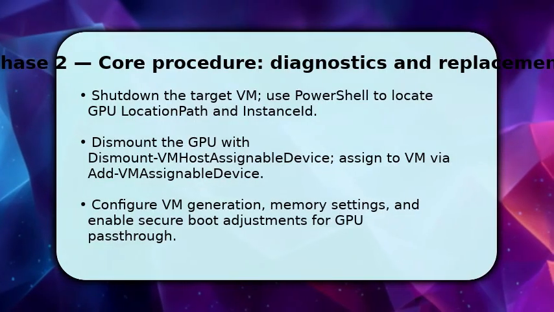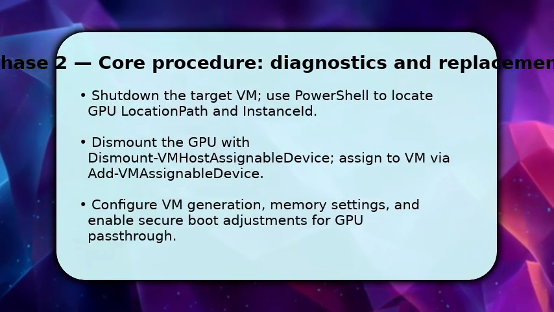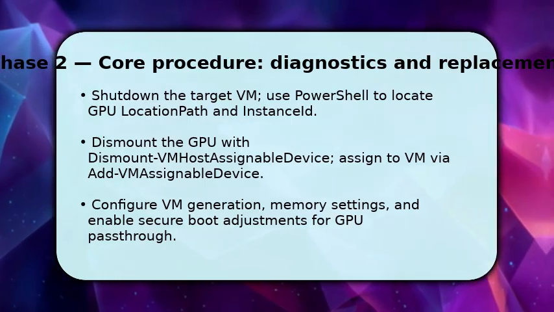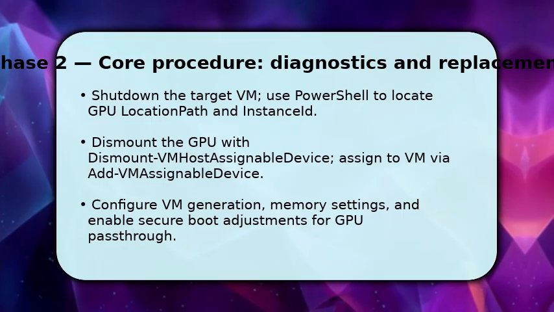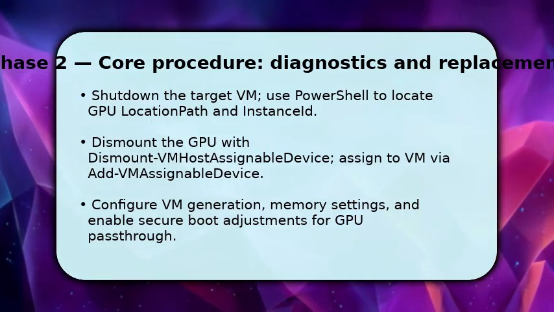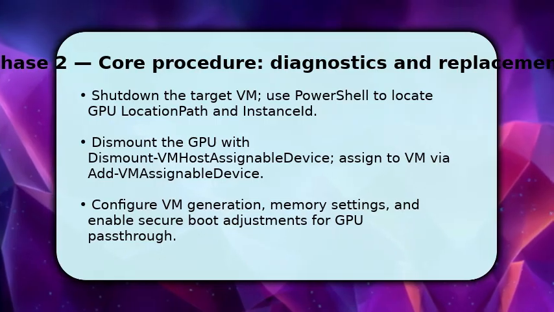You now perform the middle steps with PowerShell. Shut down the VM first so device attachment is safe. Locate the GPU using Get-PnpDevice or Get-VMHostAssignableDevice to capture the location path and instance ID. This is critical for accurate assignment.